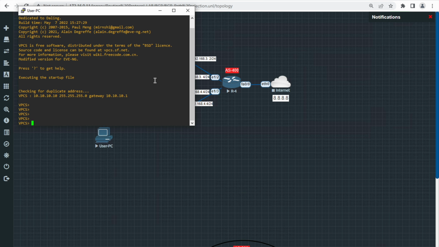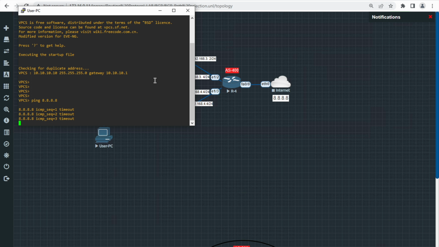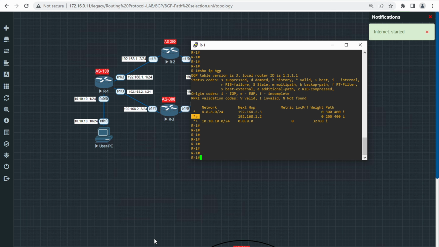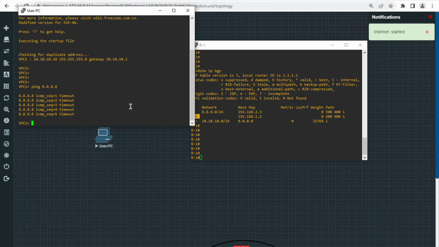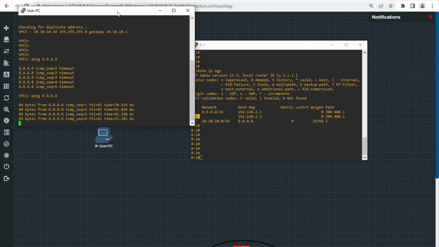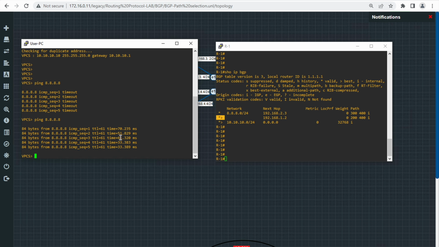Yeah, this is your host. Now you want to reach 8.8.8.8, right? Just a minute. Suppose I have not run this. Just a minute. Yeah, so it is reachable, right? So I am able to reach because my network is learned via this network. So how do I understand which path is taken? This is the best path. Let me trace.